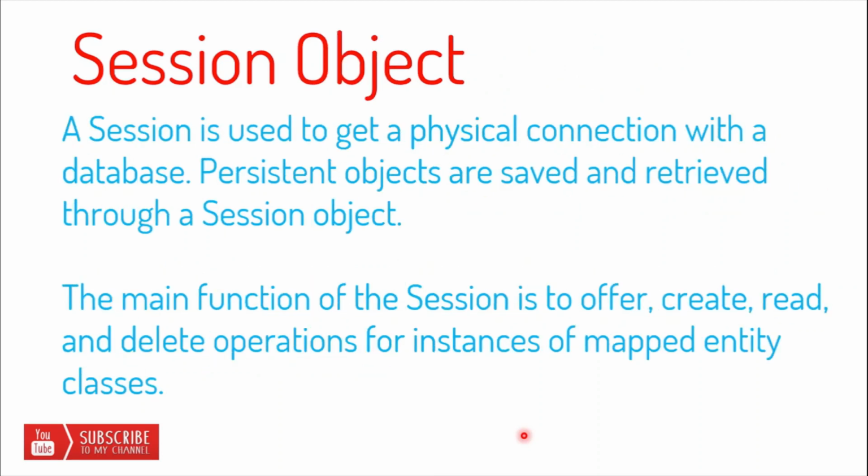The next is session object. A session is used to get a physical connection with a database. So persistent objects are saved and retrieved through session objects only. So session object is the way where actually Hibernate is connecting to database. The main function of session is to offer create, read, and delete operation for instances of mapped entity classes.